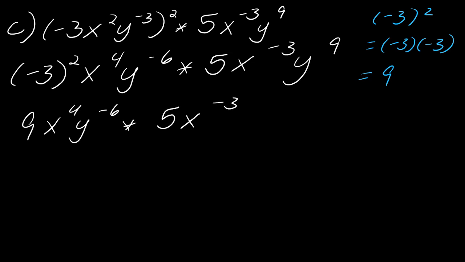Okay, so now we can add the exponents that are left over, because now I'm just multiplying everything. So 9 times 5 is 45. And then for x, I have 4 plus negative 3, so that's just going to leave me with x. And then here I've got y to the negative 6, so this is negative 6 plus 9, so that's just going to leave me with y to the 3rd. And that's it.